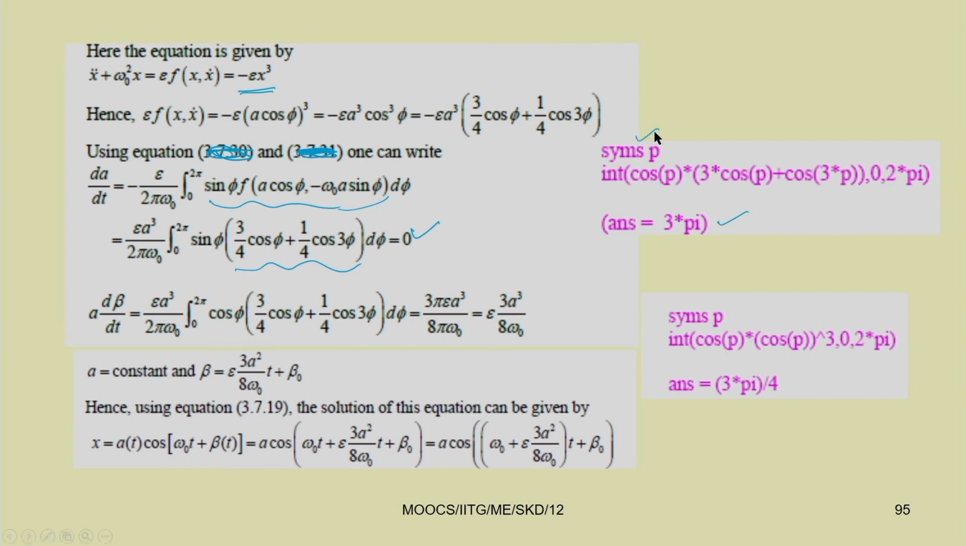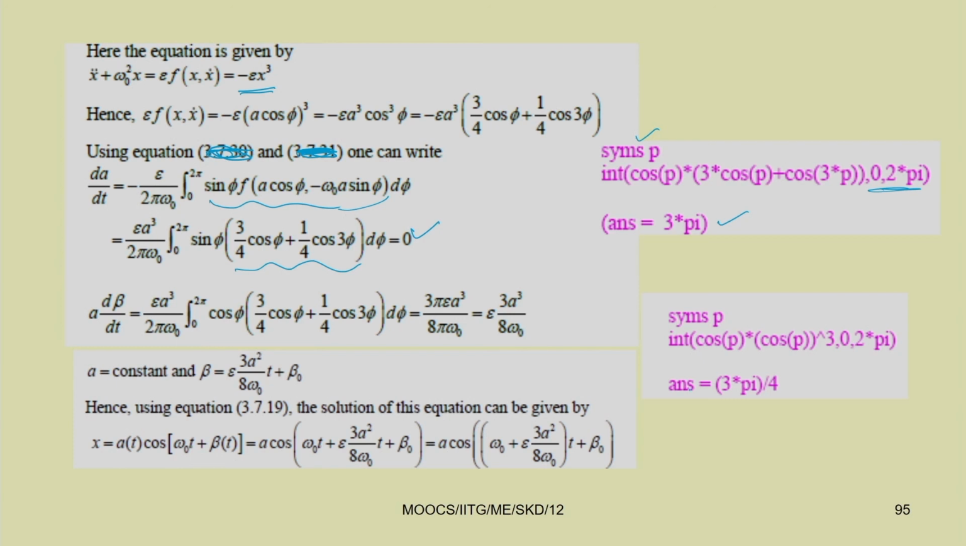If you are writing, simply you just write SYMP S P. So, P for this phi we have written. So, integrate, you can use this int function, cos phi into 3 cos phi plus cos 3 phi, 0 to 2 pi. That is the integration, 0 to 2 pi. So, you can easily get this answer to be 3 pi, though you can integrate it manually. You can use the symbolic software to conveniently integrate this also.